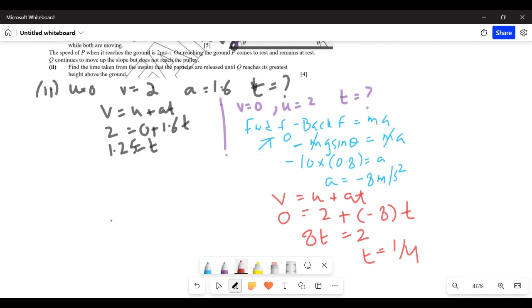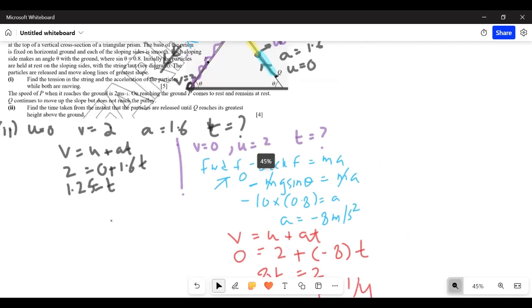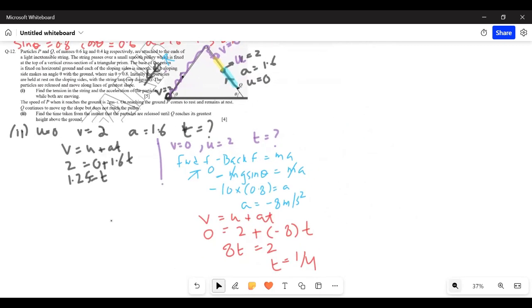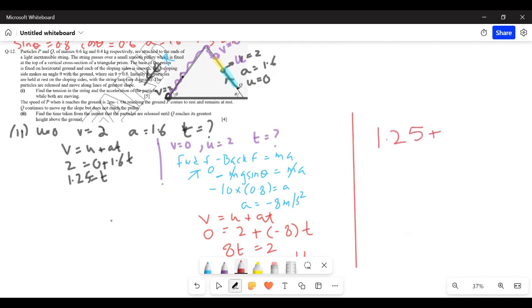Okay, so that is the time for the yellow part of the journey. आपको total time बताना है Q के original spot से till the highest point of Q. So add both the times. Blue वाली journey का हमें time पता है 1.25, yellow journey का time हमने निकाल लिया है 0.25. So that's going to be 1.5 seconds.